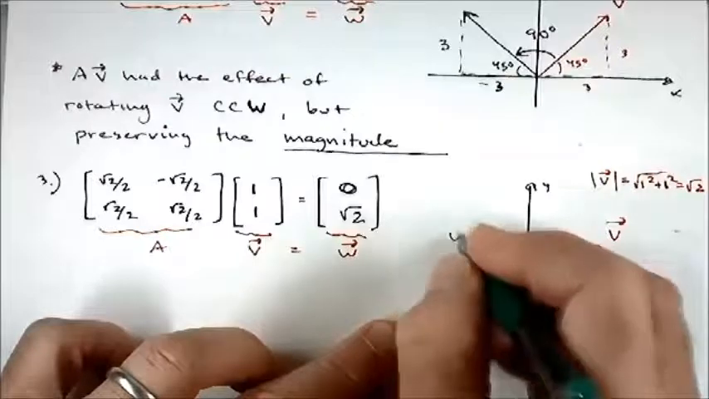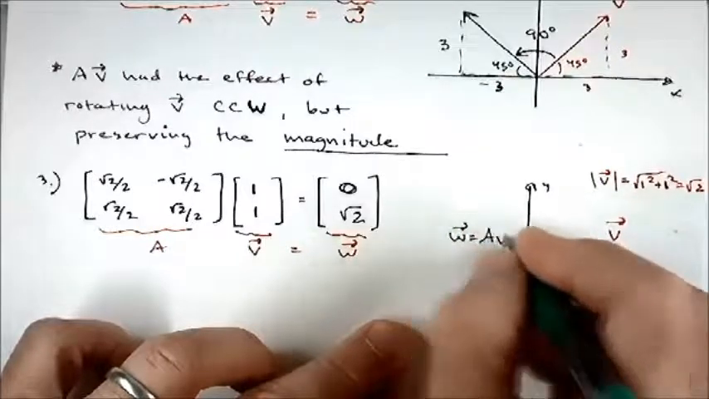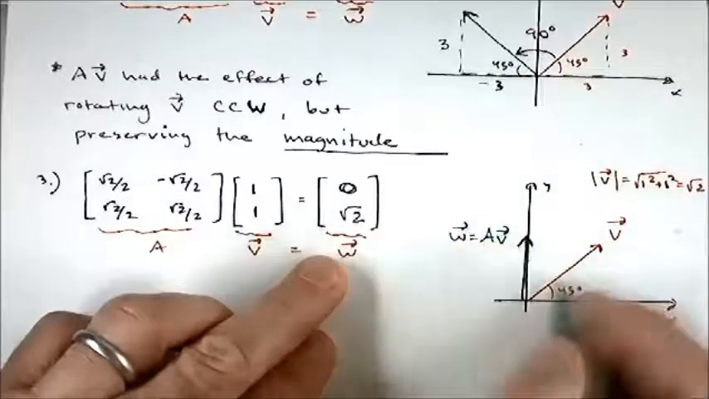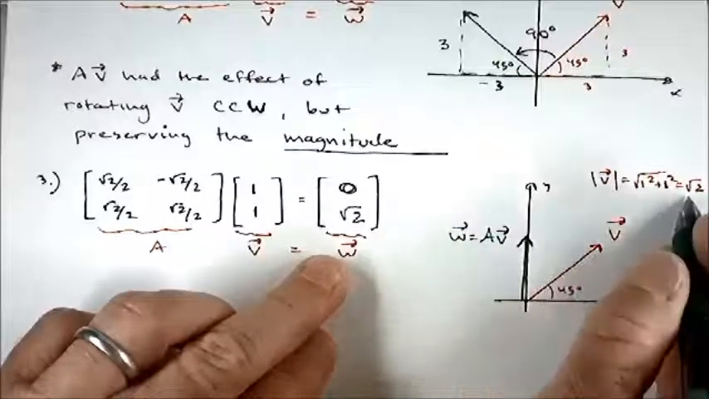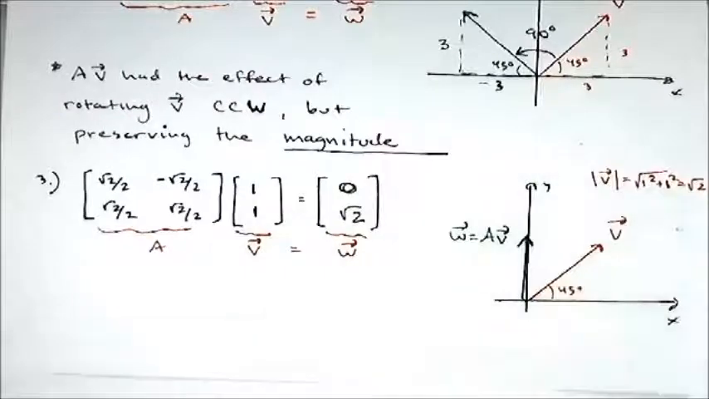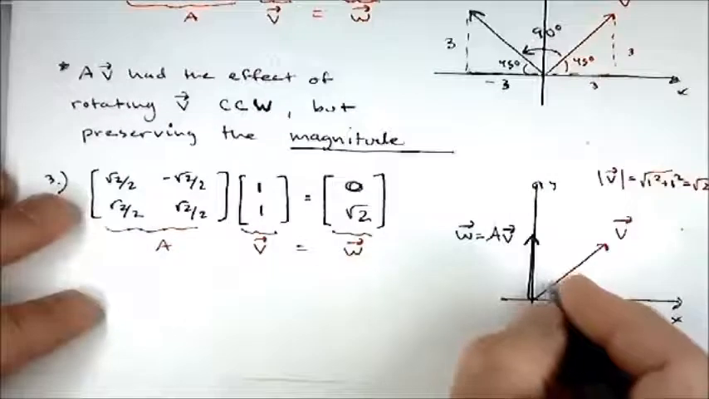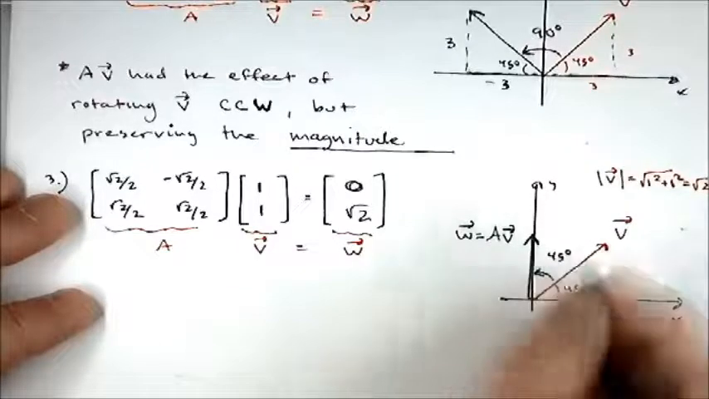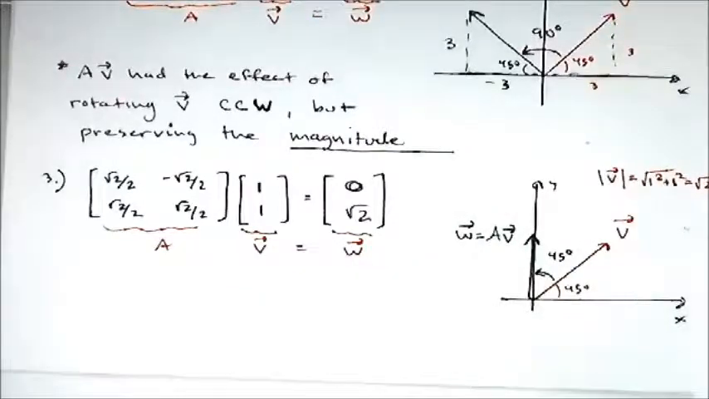So this is W, A times V. And notice this length right here is root 2, which means once again, the magnitude was preserved, but this thing got rotated. You could argue this is rotated counterclockwise by 45 degrees. So that's probably how I would describe what's happening here.